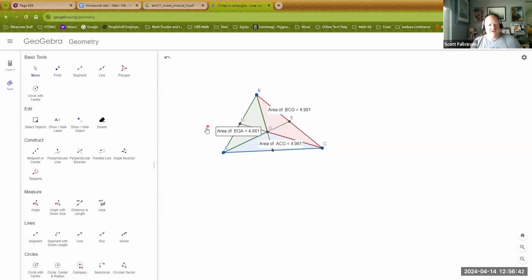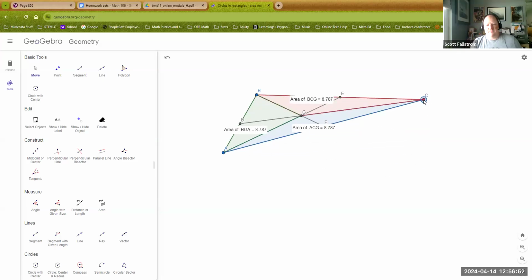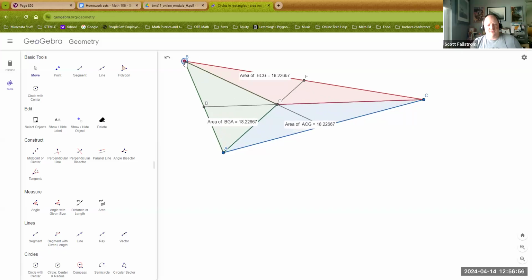The areas, ooh, look at that. Green area is the same as the red area is the same as the blue area. But let's check if I move these points around. They're still all the same. What if I bring them up? They're still all the same. I'll bring this point over. They're still all the same.